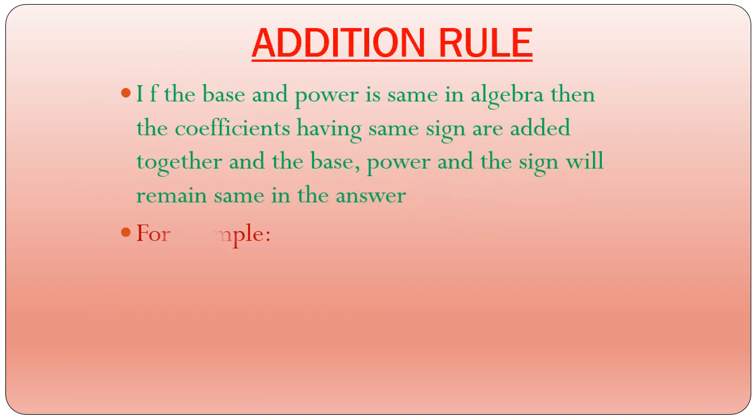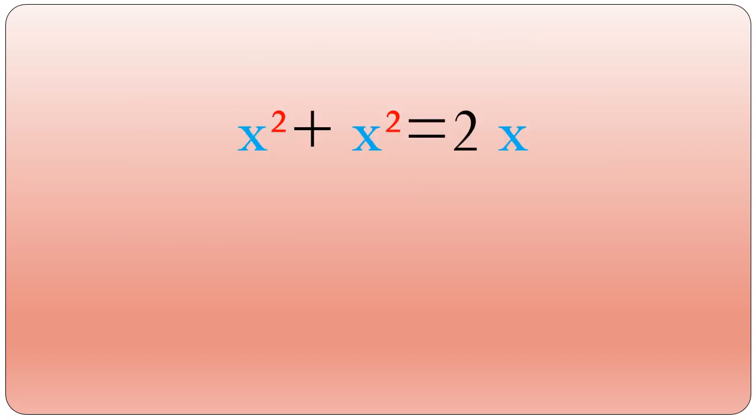First, we see the rule for addition. The addition rule is, if the base and power are the same in algebra, then the coefficients having the same sign are added together, and the base, power, and the sign will remain the same in the answer. Here we can see that we are adding two expressions which have the same base and the same power. We got 2x square. Here you must observe that we added the coefficients of both expressions, and the base and power are the same in the answer.